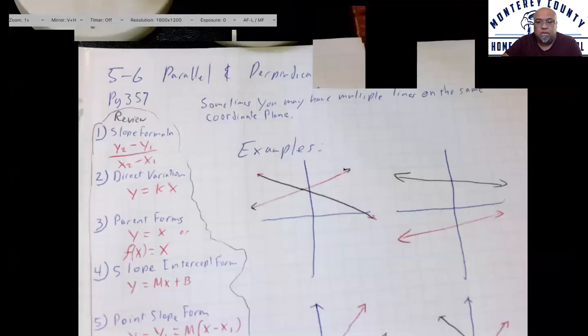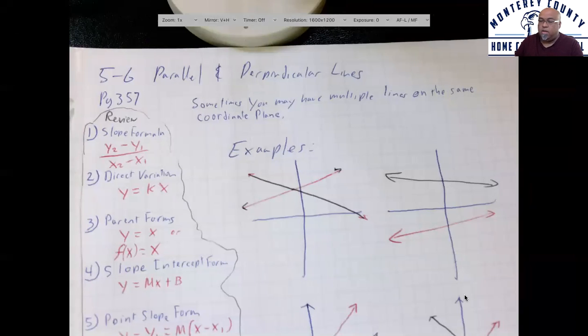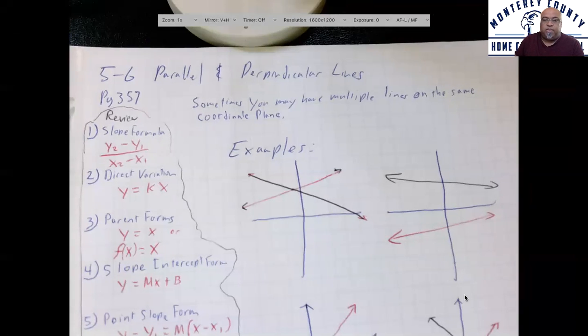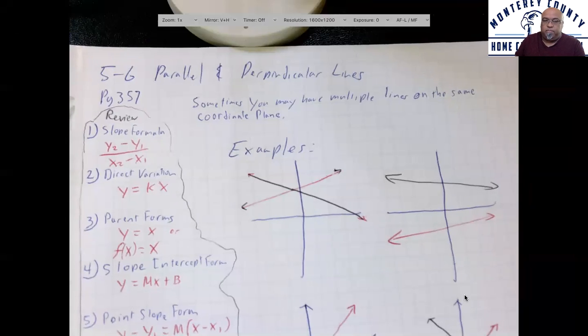Hello again, students. This is lesson 5-6 on page 357. We're going to be learning about parallel and perpendicular lines. And let's take a look. Okay. 5-6, parallel and perpendicular lines.